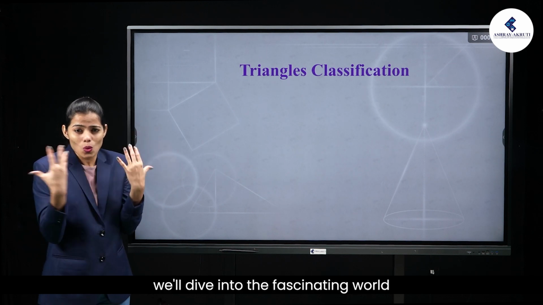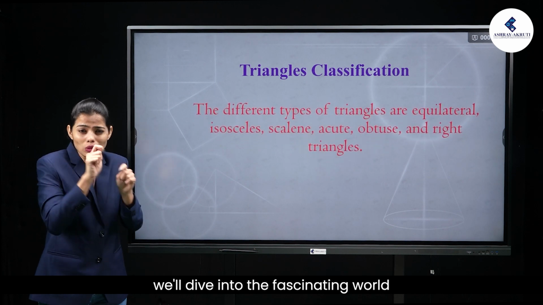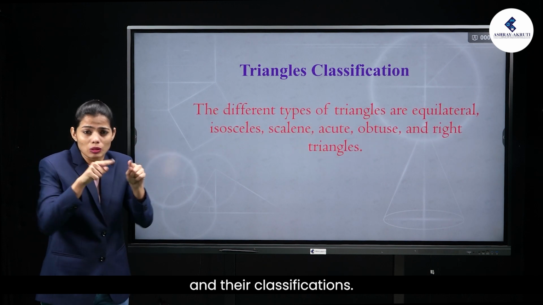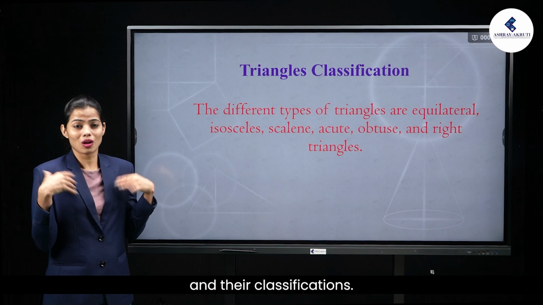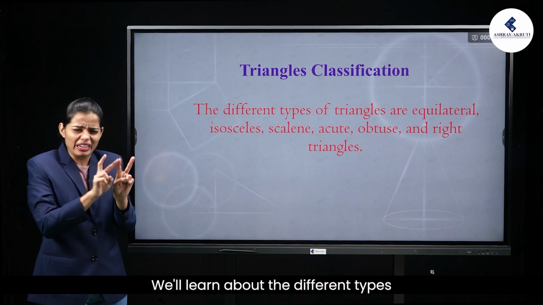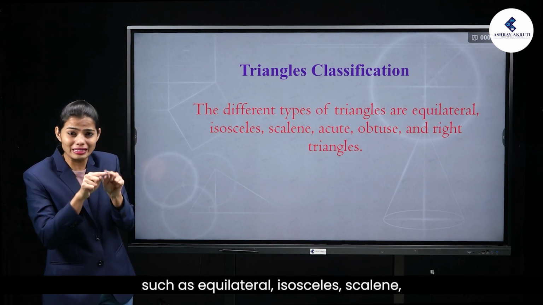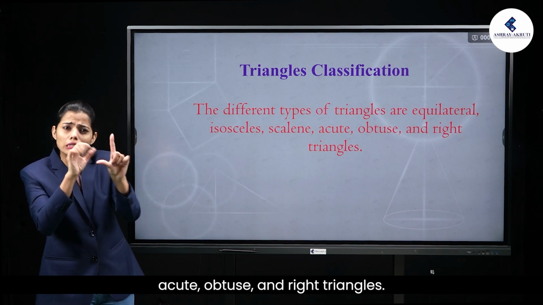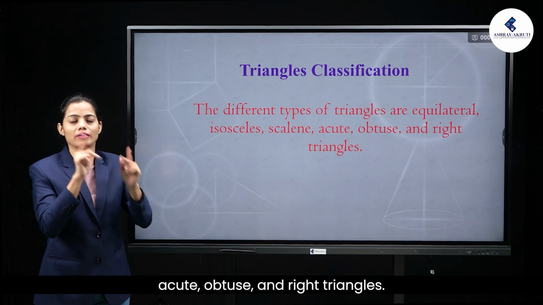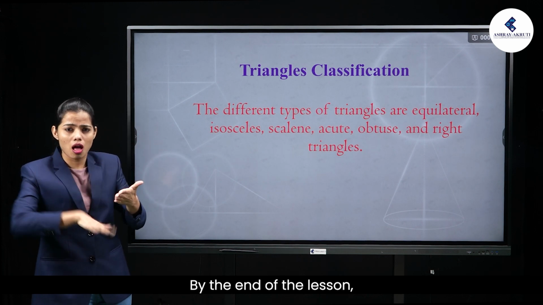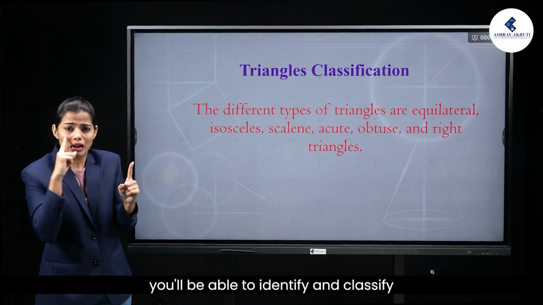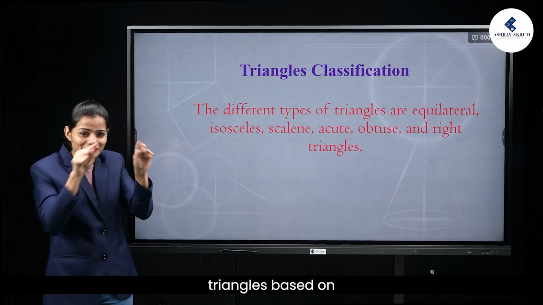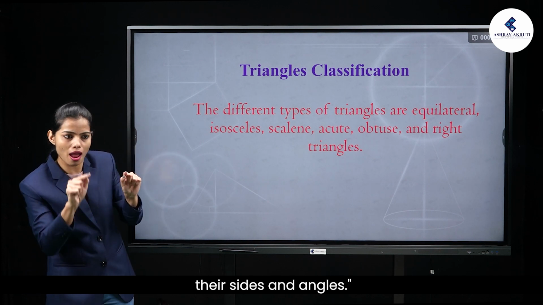In this lesson, we will dive into the fascinating world of triangles and their classifications. We will learn about the different types of triangles such as equilateral, isosceles, scalene, acute, obtuse and right triangles. By the end of the lesson, you will be able to identify and classify triangles based on their sides and angles.